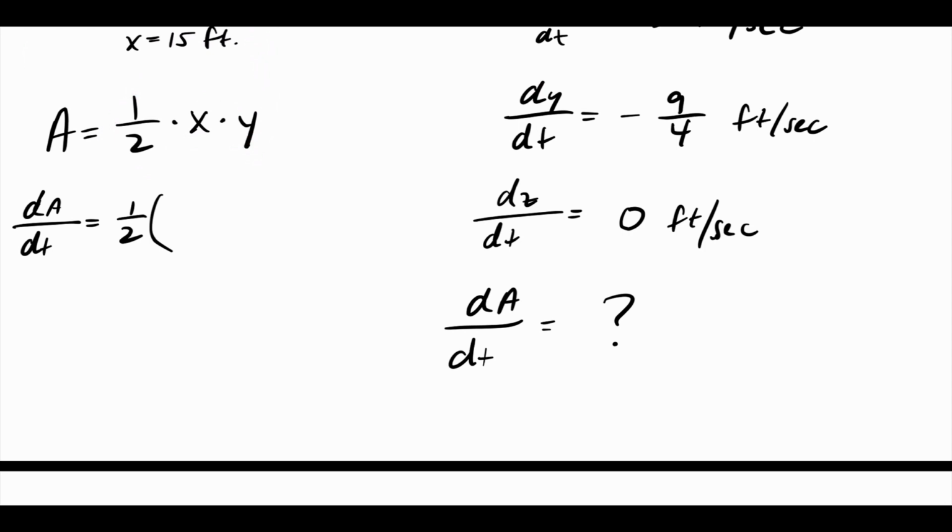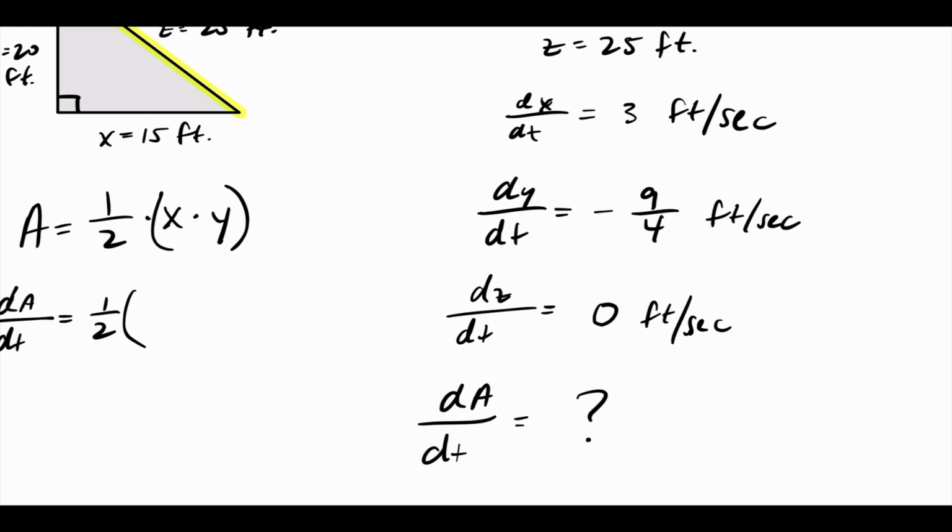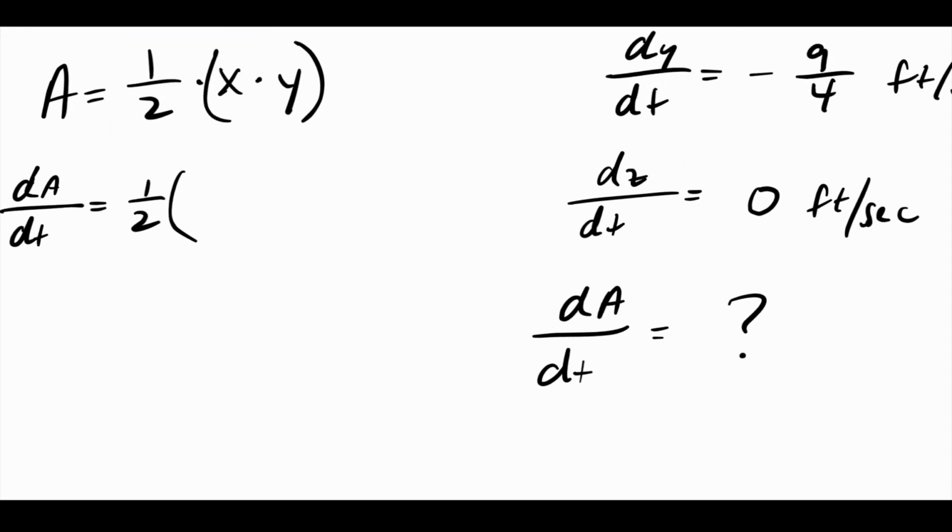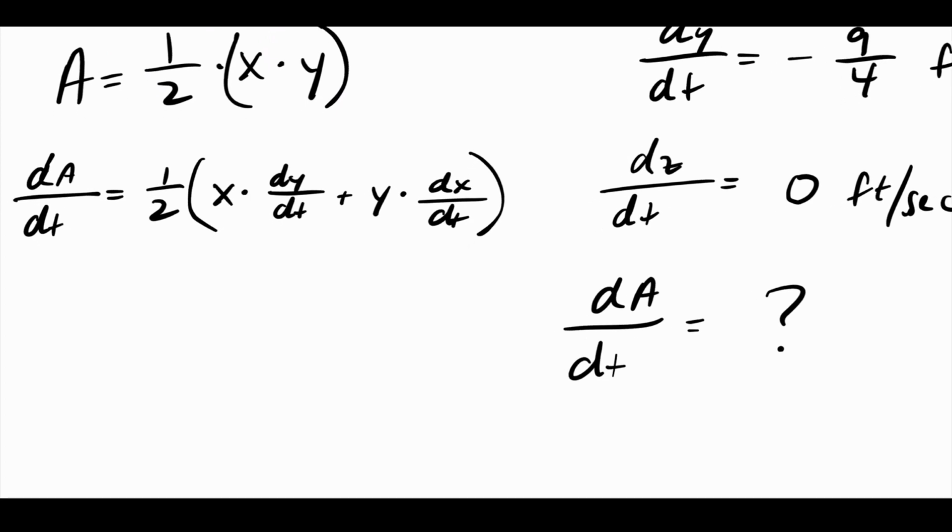Okay, so for this guy here, product rule says the first times the derivative of the second. The derivative of y is dy dt plus the second times the derivative of the first, dx dt. Okay, so we came up with our formula. We found the derivative of our formula. The last step is plug in what we know.